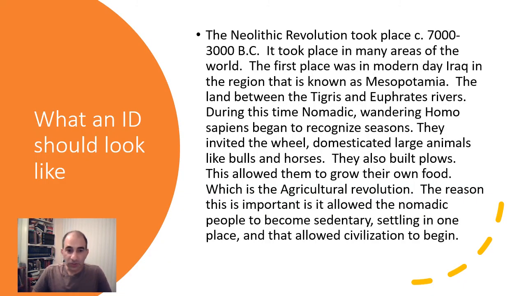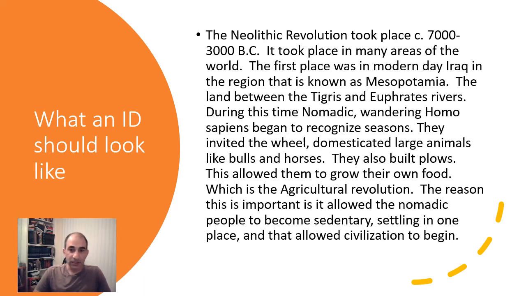All right, so this is what your ID should look like. Something like this, and you could word it several ways. The Neolithic Revolution took place between 7000 and 3000 BC. It took place in many areas of the world. The first place was in modern-day Iraq, in the region known as Mesopotamia, the land between the Tigris and Euphrates rivers. During this time period, nomadic wandering Homo sapiens began to recognize seasons.